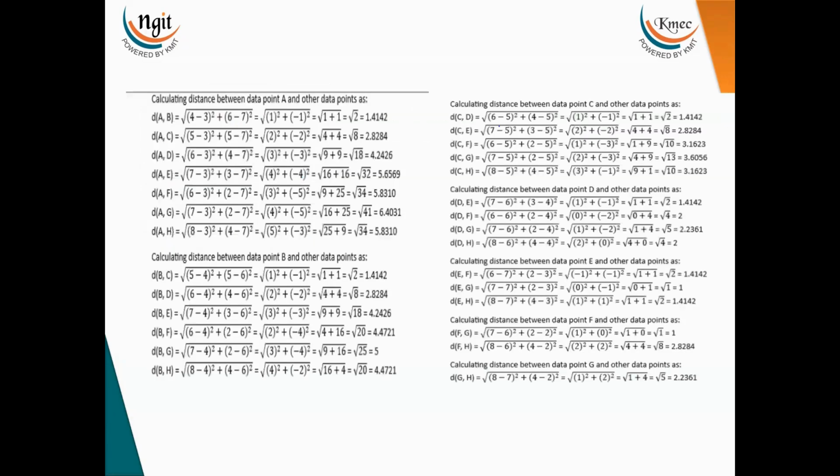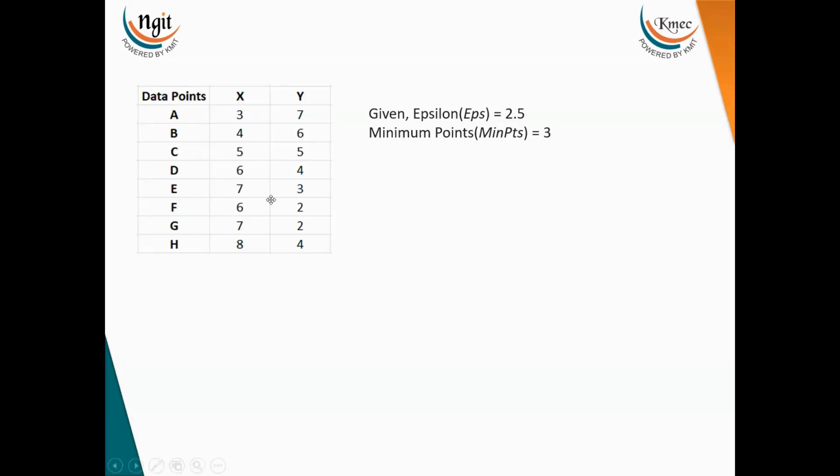Initially, we need to identify the neighbors of each data point, and to do that, we have to calculate the distance between the data point and the various other data points available. So we need to calculate the distance from A to B, A to C, A to D, A to E, A to F, A to G, A to H, and so on. Similarly, we have to calculate the distances from B to the other points, C to the other points.